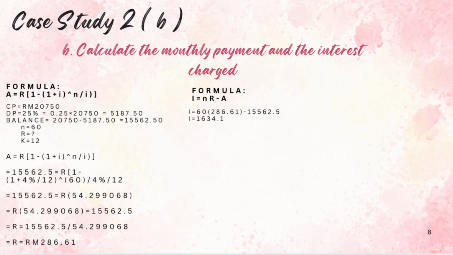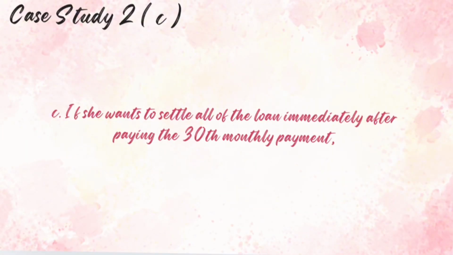Next step, we write 50,562.5 and move only 54.29906, so it becomes 50,562.5 divided by 54.29906. R remains on the left. The answer for R, which is the monthly payment, is 286.61. Finally, to find the interest change, we use the formula I is equal to nR minus A. Let me equal 60 brackets 286.61 minus 50,562.5. So the answer for interest change is 1,634.1.